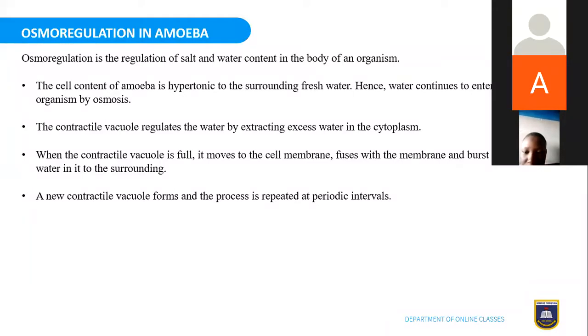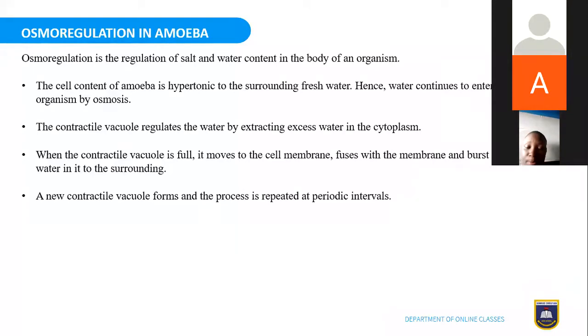Okay. So when the amoeba keeps on withdrawing water into its cell content, it becomes so much water that the cell content is no more balanced because it is taking in so much water, which is not good. I told you that it should be balanced. The water content should balance with the salt content, so that it will be at an equilibrium, okay? One shouldn't be more than the other.